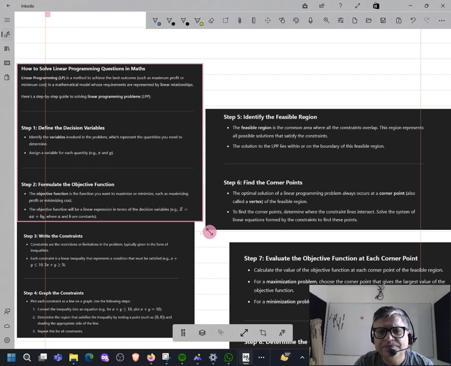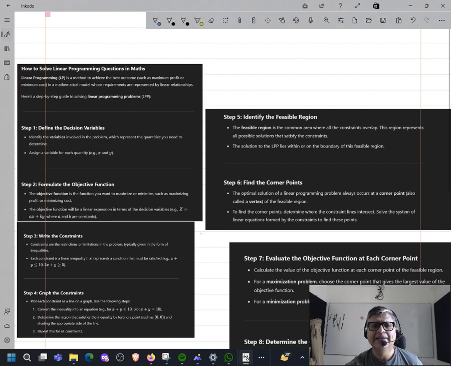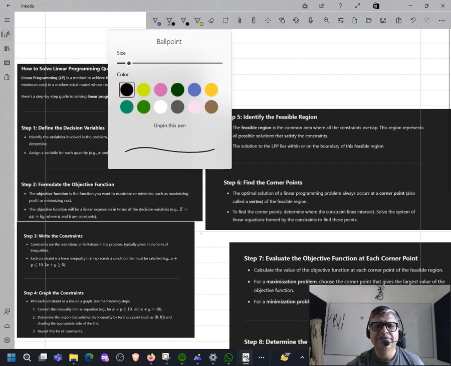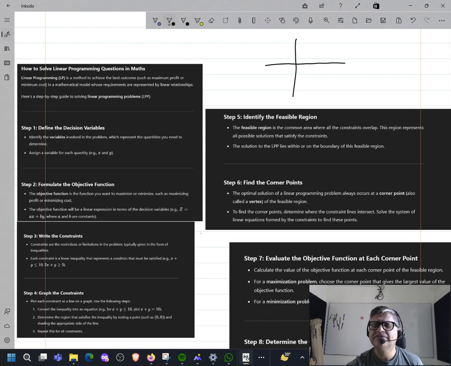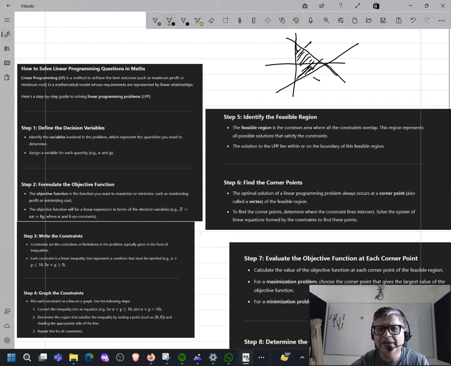Now what you are supposed to do? Find the feasible region, the common area where all the constraints overlap. So if you have two lines, for example x plus y is equal to 60, which is say this, and the second equation looks like this, you can see the y-axis and these two lines enclose a certain area. This one. I have deliberately taken this.